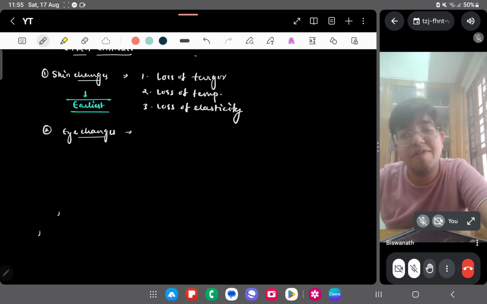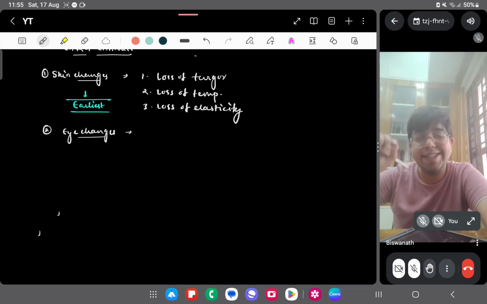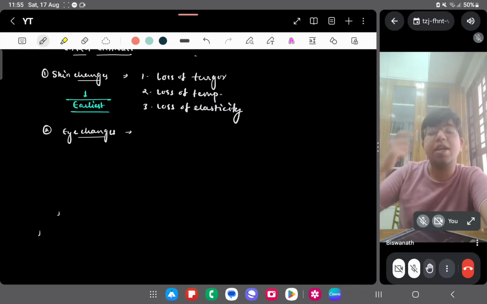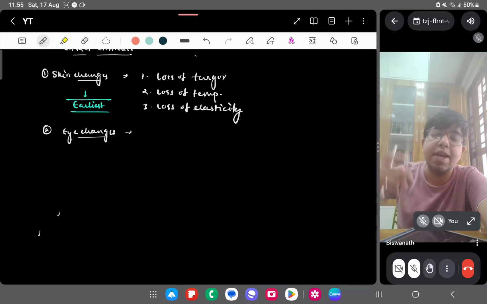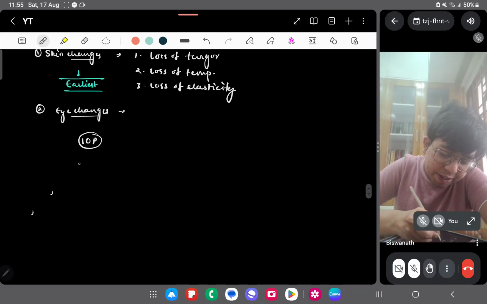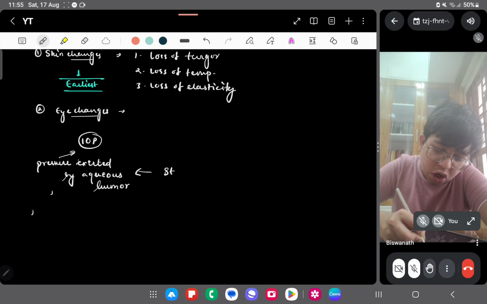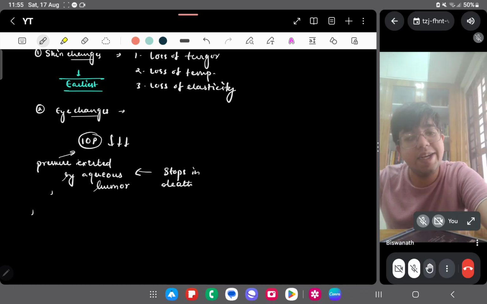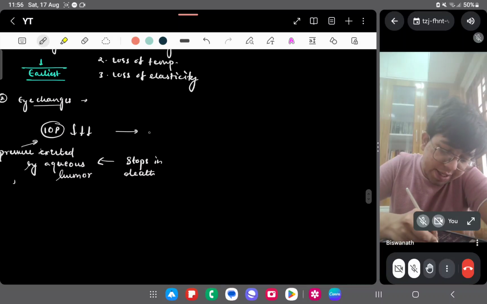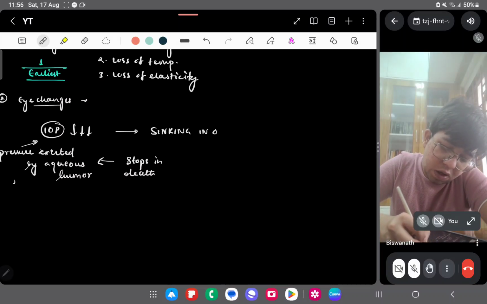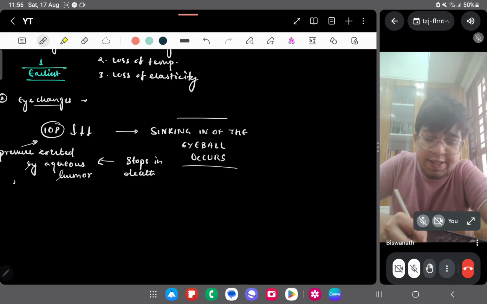There is a sinking of the eyeball due to the decreased intraocular pressure, the pressure inside the eye. IOP is the pressure exerted by aqueous humor. This aqueous humor production stops in death. So there is a decrease in intraocular pressure, and if there is a decrease in intraocular pressure, the eyeball will sink in.